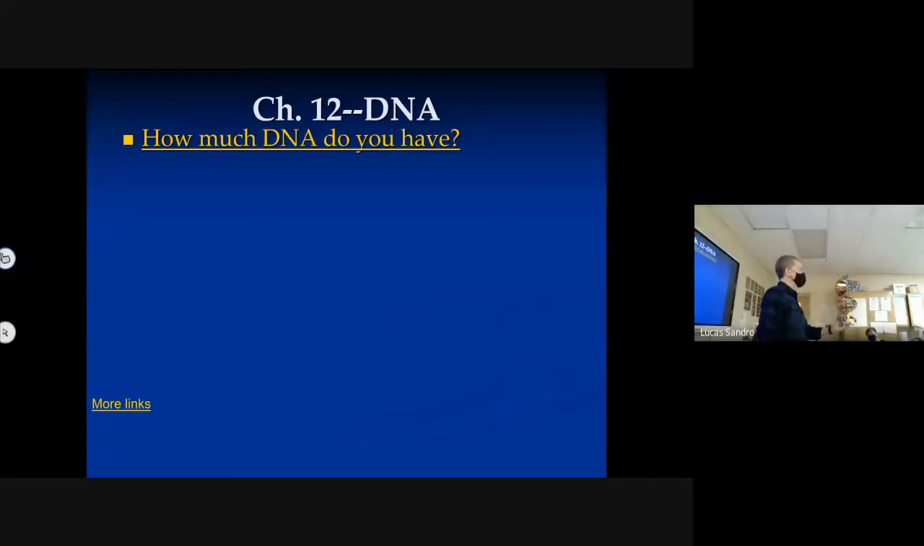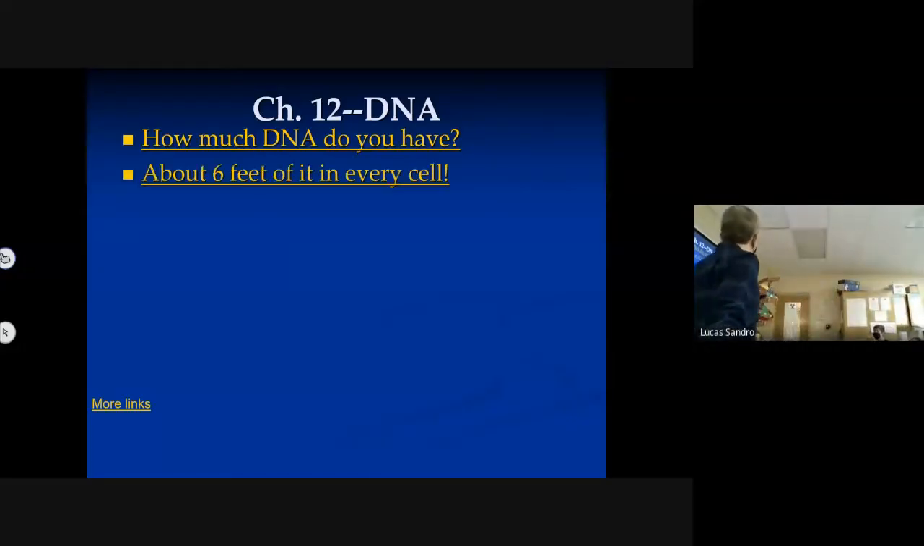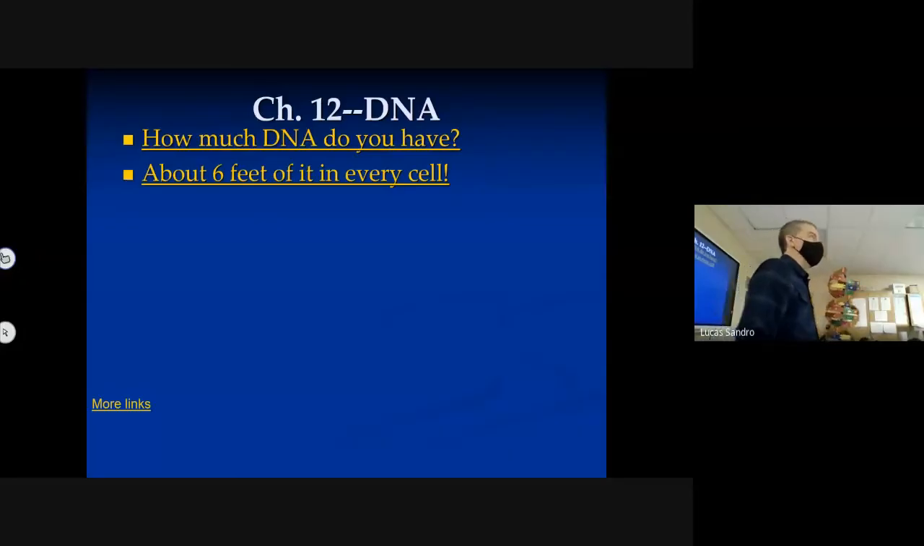basically this pattern. And if you unwound all that stuff from one of your cells, it turns out there would be about 6 feet of it. Wow. Yeah. Of course, it's real thin, right? So all of that can wad up and fit inside one little tiny nucleus.